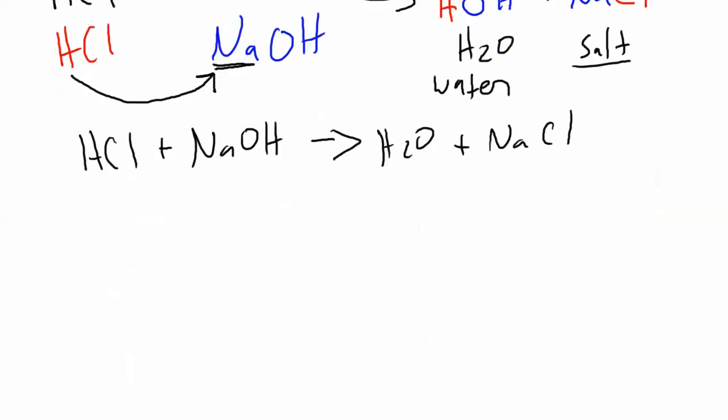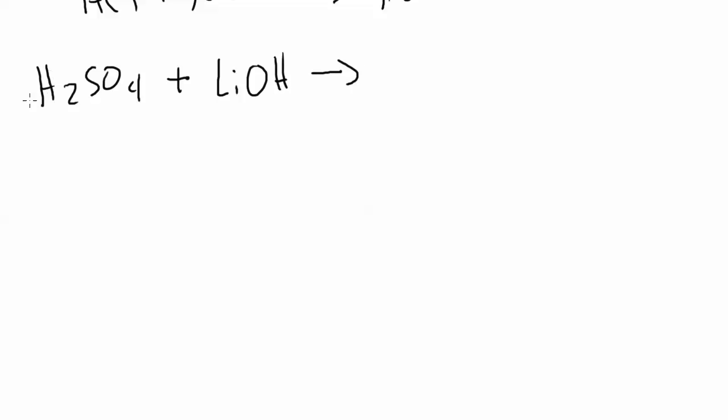Let's look at a slightly more complicated one. Let's say I had H2SO4, and that's sulfuric acid. And let's say I reacted that with LiOH, that's lithium hydroxide. What are you going to make? Well, even though it says H2 right here, the hydrogens are still going to bond with the hydroxides to make water. It's always going to be water. And now this time we have lithium. The lithium's left over, and it's going to combine with the sulfate.